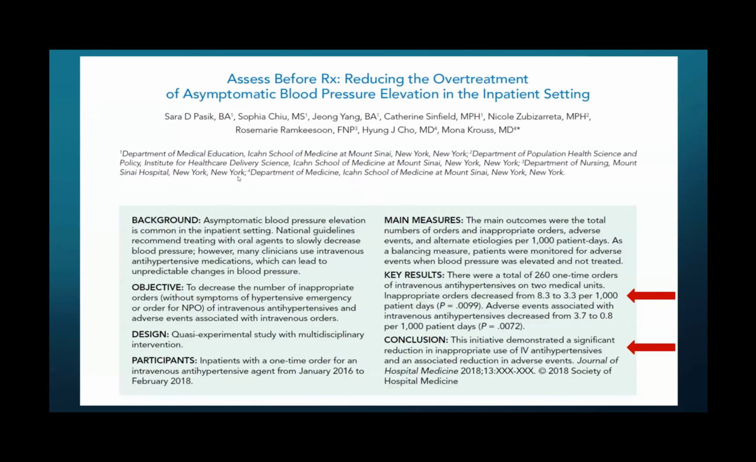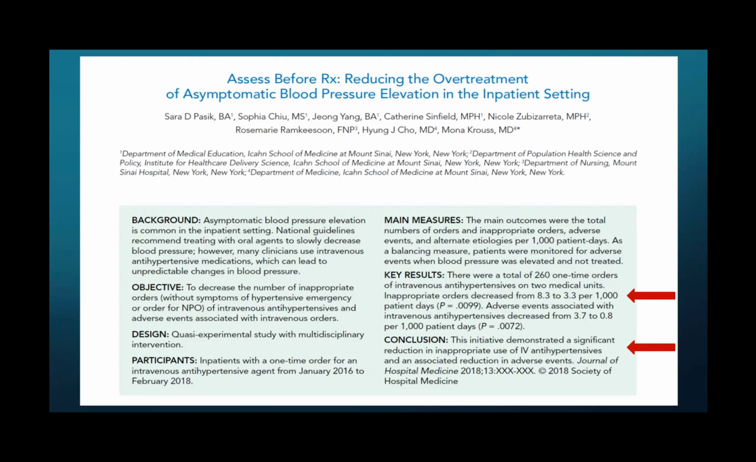So it's very interesting because this is actually a study, and thanks to Jackie for sharing it with me. But they basically did this QI intervention at Sinai and it's called Assess Before Treating. And their aim was to reduce the overtreatment of asymptomatic blood pressure elevation in the inpatient setting. So basically the intervention in the QI was more educational, educating the residents, educating the nurses, conducting huddles, and they wanted to reduce the amount of times IV antihypertensives were prescribed, in the sense that you don't want to overtreat asymptomatic blood pressure.